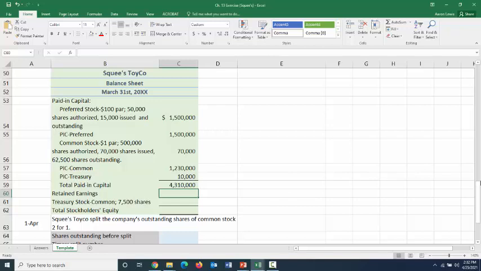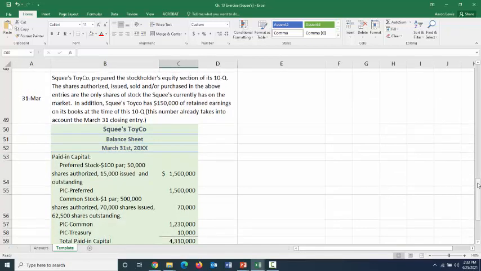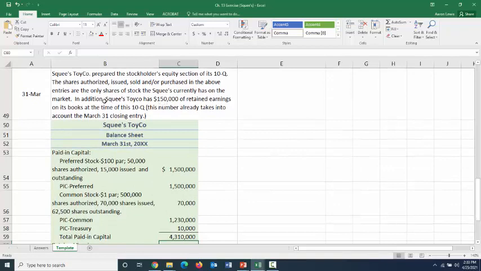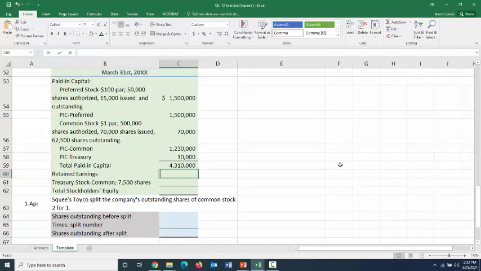The other portion is our retained earnings, which we would find on a statement of retained earnings. But in this problem, it tells us that in addition, Squeeze Toy Co. has $150,000 of retained earnings on its books when they're preparing this balance sheet for their 10Q. And this number already takes into consideration the decrease in retained earnings we had when we closed our cash dividends account. So we just have to fill in that number. We have $150,000 in retained earnings.